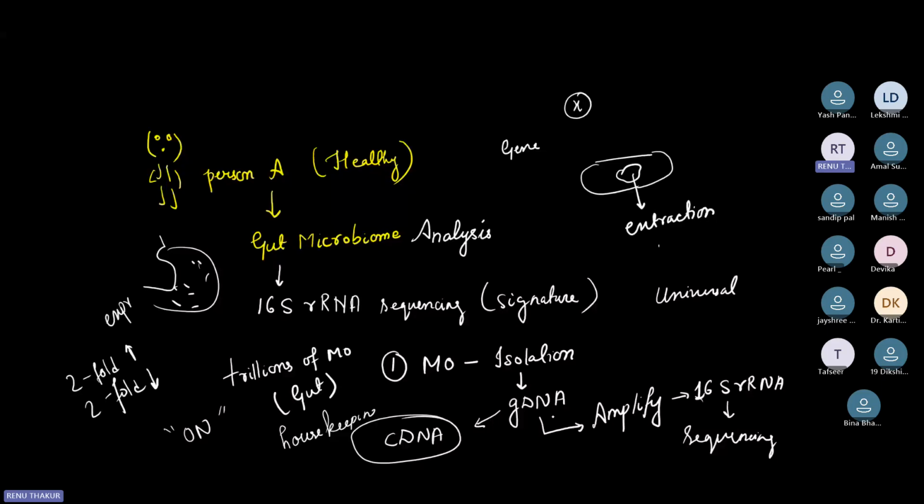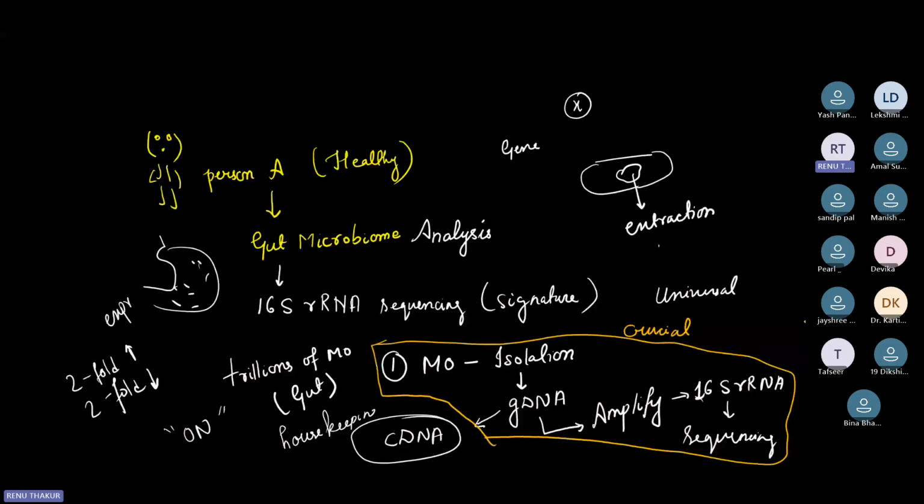Now, for the gene expression, you will go from gDNA to cDNA. So this is the extra part which I wanted to let you know. So we have to stick to this one. So this whole part, from microorganism isolation and gDNA isolation to sequencing, is a crucial part which will allow you to know which microorganism is there in the gut of the person A.